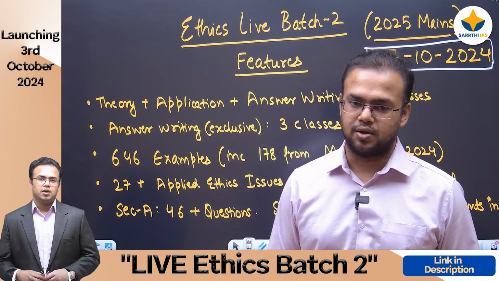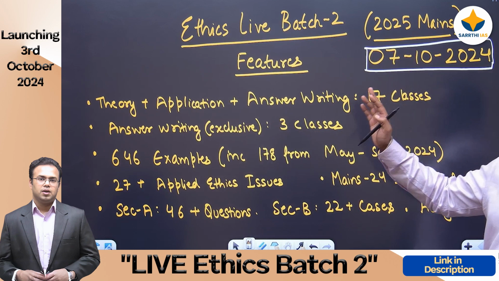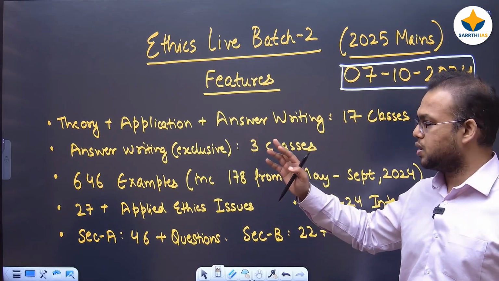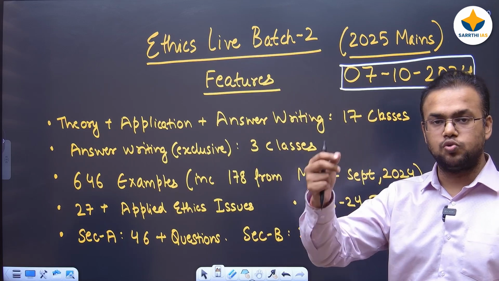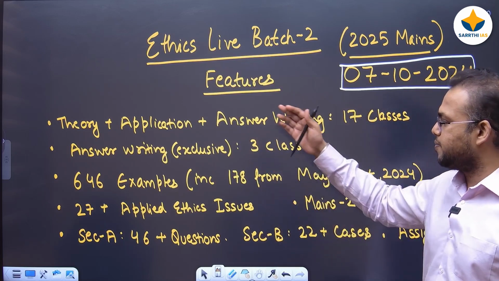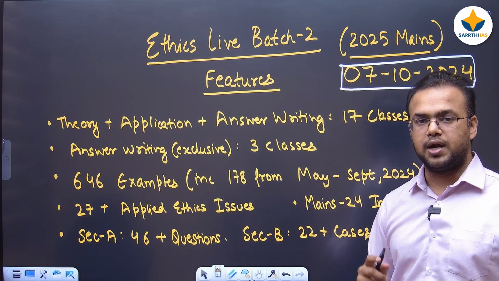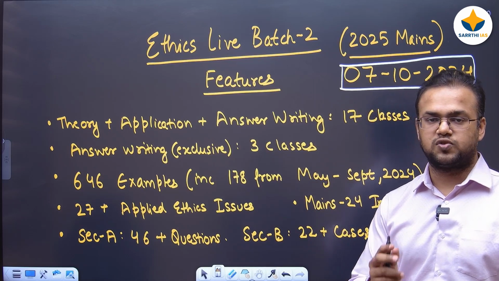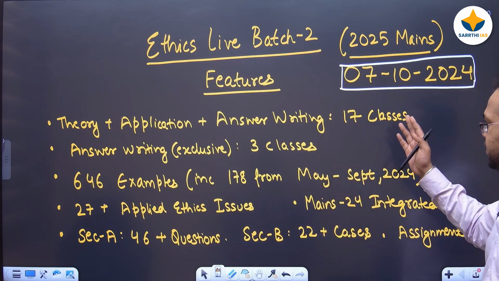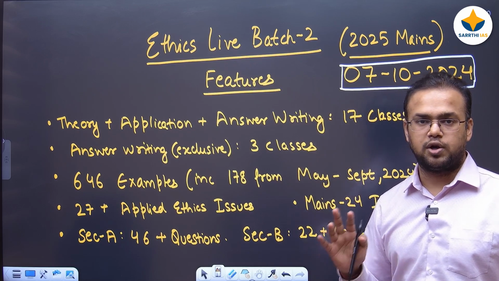So there will be 17 classes in which I'll be teaching you theory plus the application of theory, that where to use this theory, how this question can come. We will do predictive analysis, see the application of theory, plus in each class we are going to write at least 2 answers of Section A and 1 case study. So overall in 17 classes, I'll be completing the entire theory that is required for ethics.